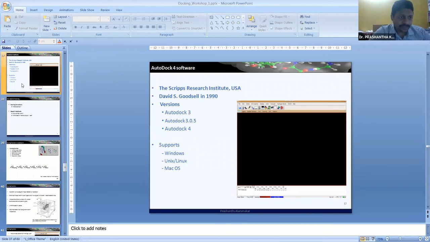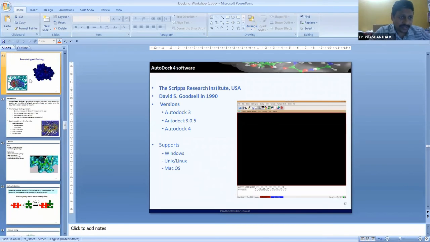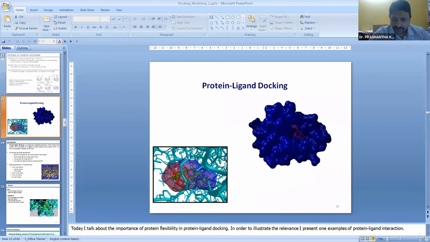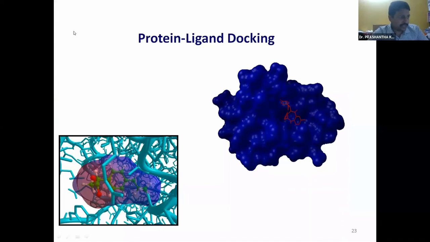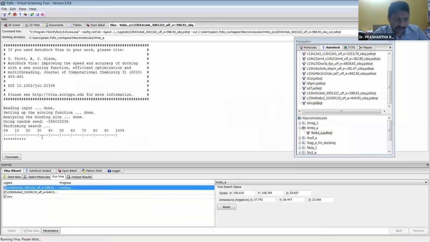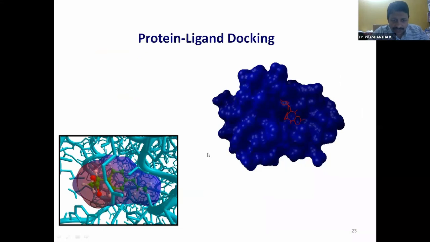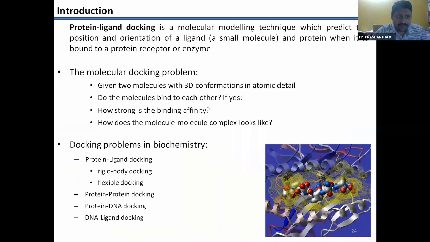So maybe I will just quickly show you the entire process. In the meantime, this simulation I think is going to take 2 to 3 minutes. By the time it gets over, we will look into this docking process. The system becomes a bit slow because the entire CPU goes for the docking.